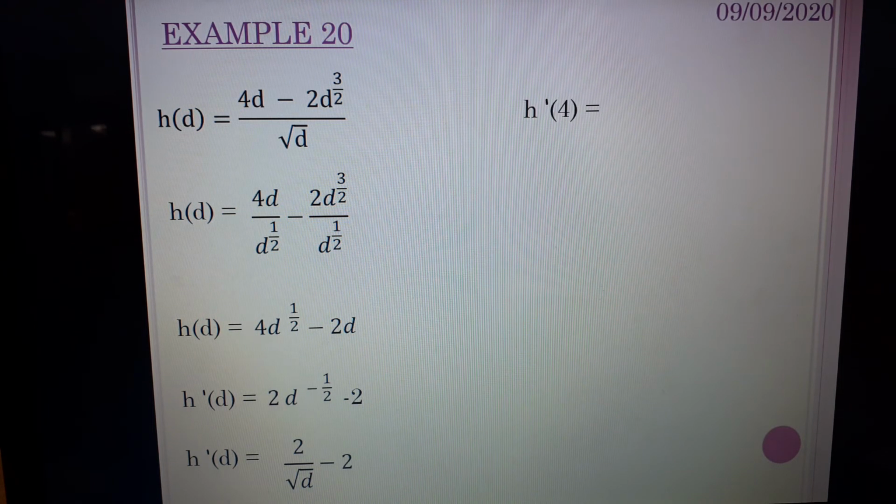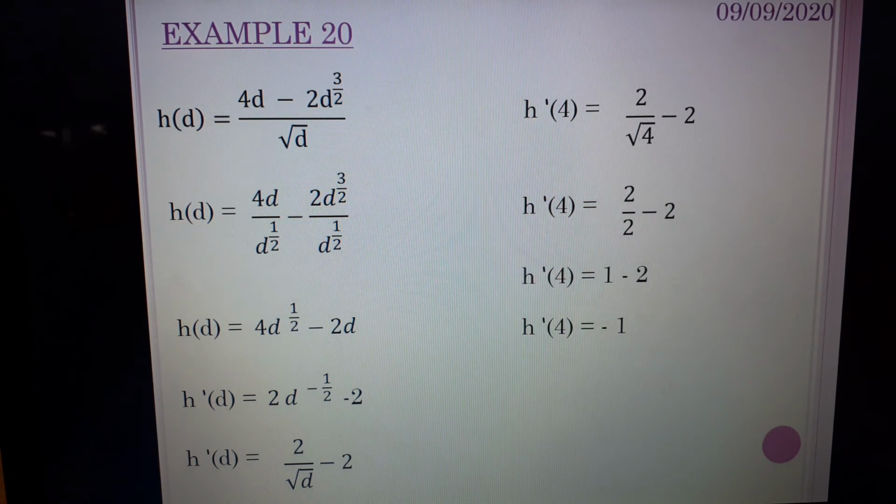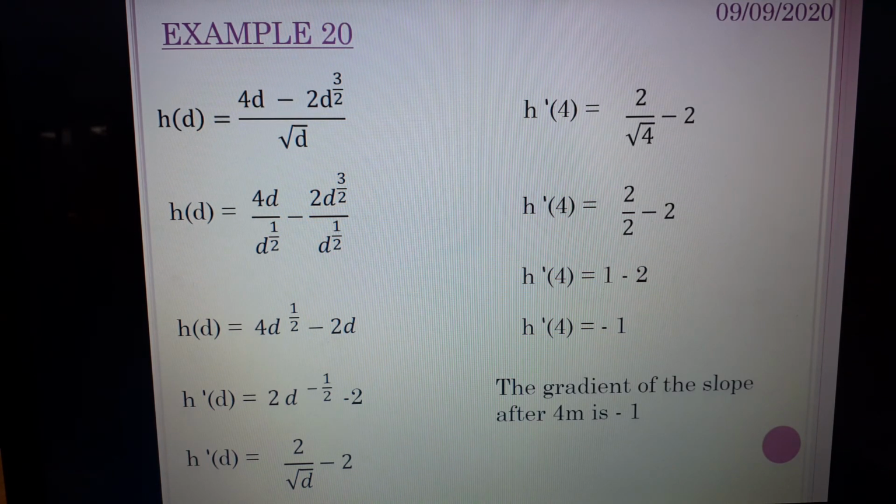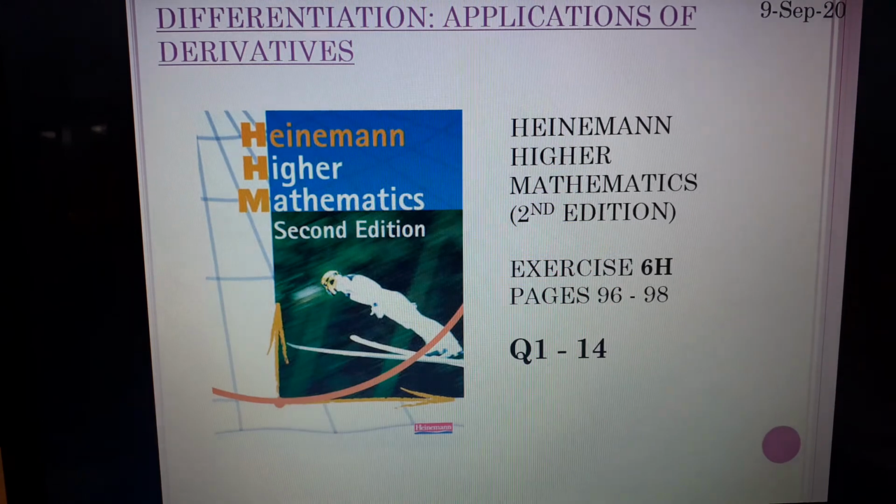And we're now going to substitute in the number 4. So it's 2 over the square root of 4, take away 2, which is 2 over 2, take away 2, which is 1, take away 2, which is negative 1. So h dashed of 4 is equal to negative 1. And then remember back to the context of the question, the gradient of the slope after 4 meters is negative 1.